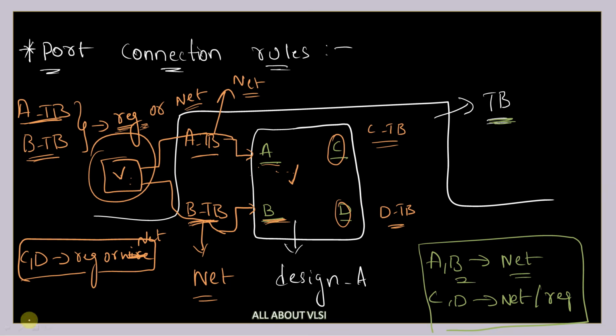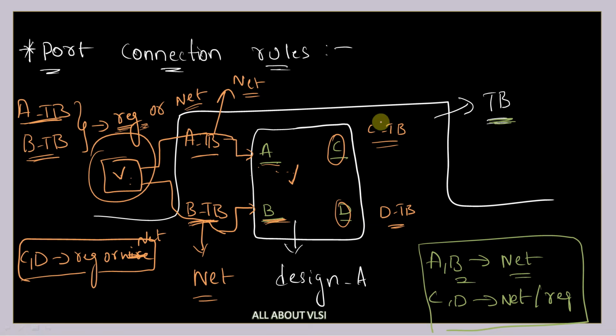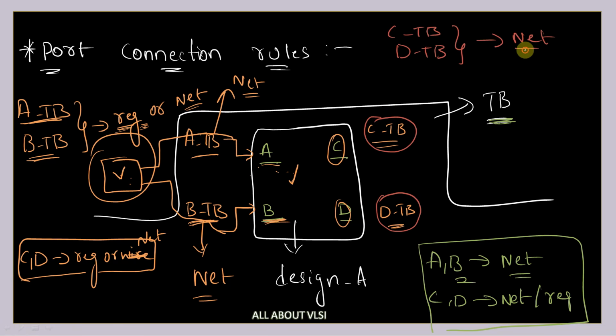Exactly. So C underscore TB and D underscore TB should be of net type only. These are my test bench variables, and they definitely should be of net type only. They cannot be of reg type. Why can't they be of reg type? Because again, the same explanation.